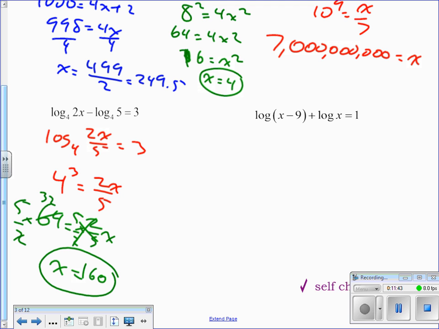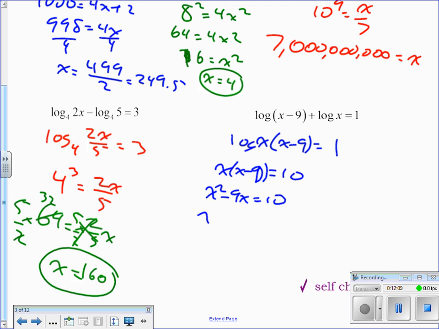Okay. Last one, combine them up into one logarithm first. This is the log of x times x minus 9 is equal to 1. Loop it, that's log base 10. So I have x times x minus 9 equals 10. X squared minus 9x equals 10. Subtract 10. X squared minus 9x minus 10 is equal to 0.